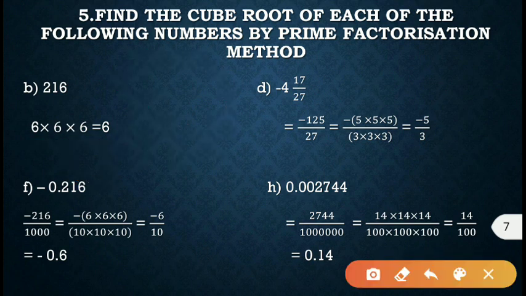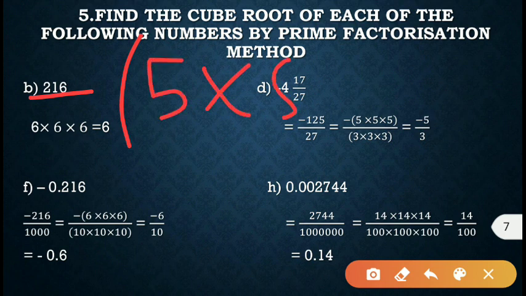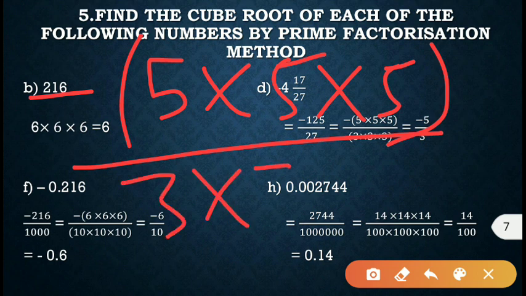Next is minus 4 whole 17 by 27. First of all, this is in the mixed fraction, so convert it into a simple fraction. You will get minus 125 upon 27. So first do a prime factorization of the numerator and then the denominator. So write the minus outside from the bracket and write one bracket. When you will factorize 125, you will get 5 into 5 into 5. And in the denominator 27, you will get 3 into 3 into 3.